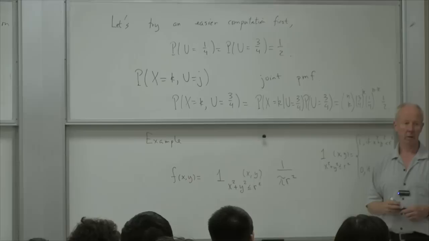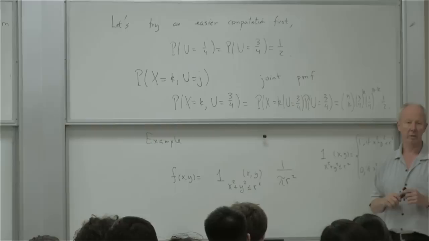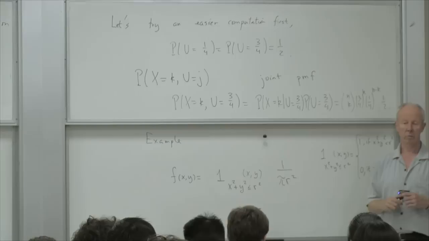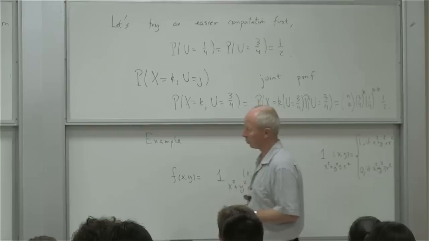A pair of random variables with this joint density is said to be selected at random from the disk of radius r, centered at the origin. This is uniformly distributed on the disk, or circle, of radius r, centered at the origin. Okay, and we'll do more with that later. Okay, thanks.